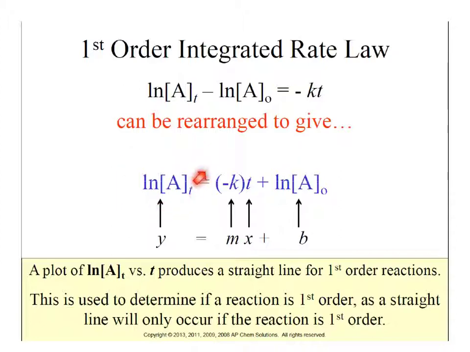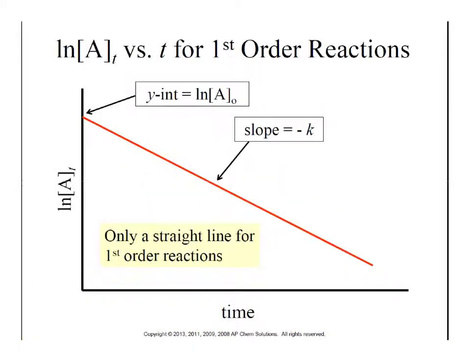And so what that means is if we plot this as the y, the natural log of concentration against time, the k will wind up being the slope of our straight line, and we plot this with time on the bottom, and then our y-intercept would be whatever the initial concentration is. So if we plot the natural log of the concentration at a particular time versus the time, we would get a nice straight line.